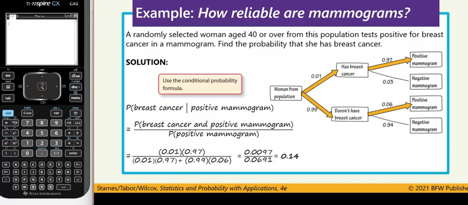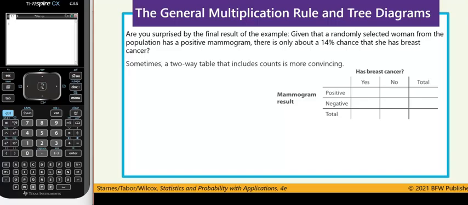I mean, that's not great, right? We don't like to see a test that's only this accurate. It's a little deceptive when it says 0.97, because if you test positive, it's only right about 14% of the time. Wow, that's crazy.